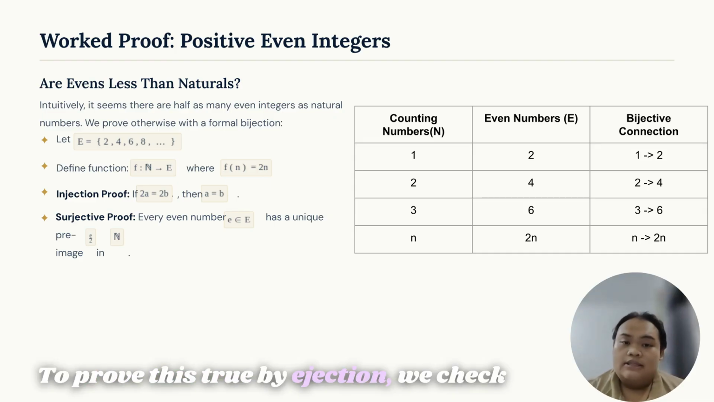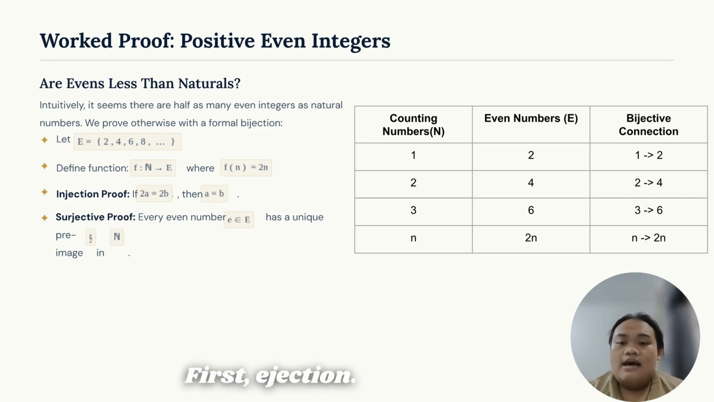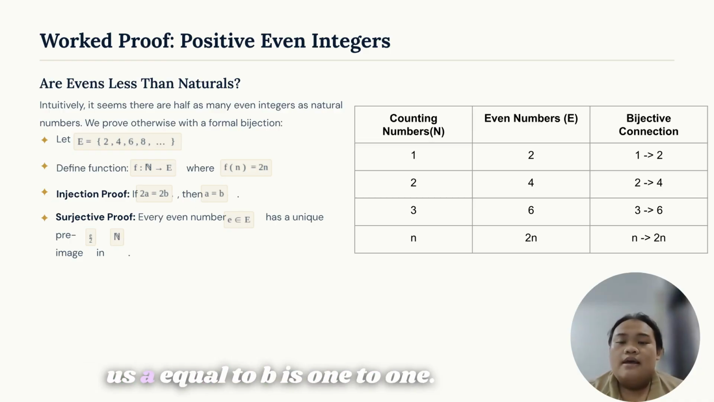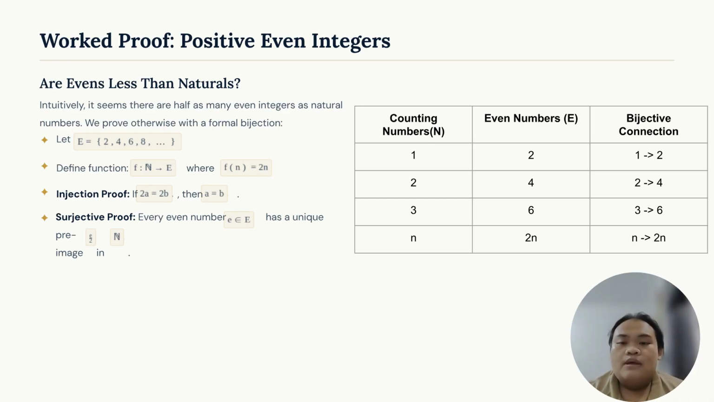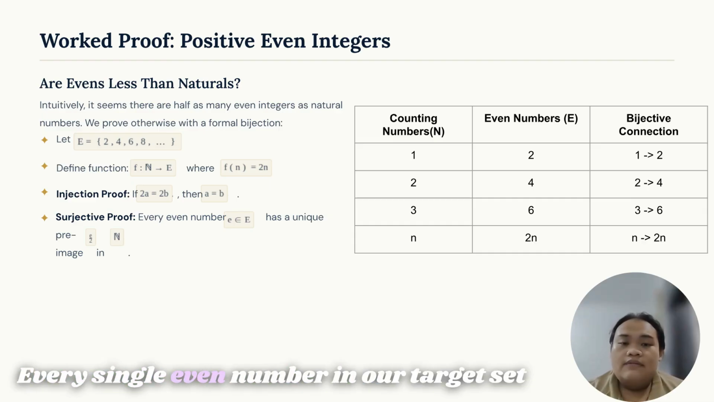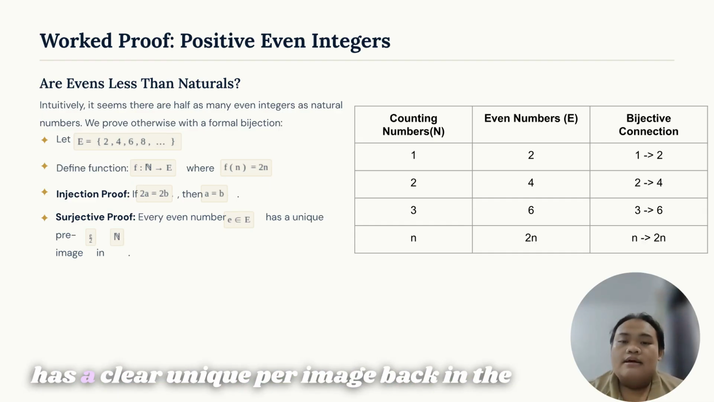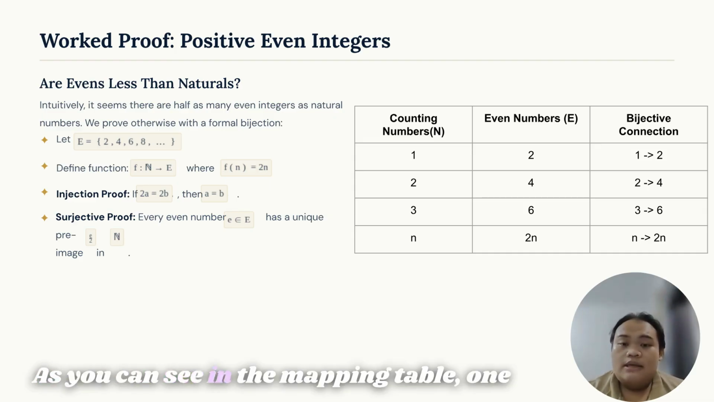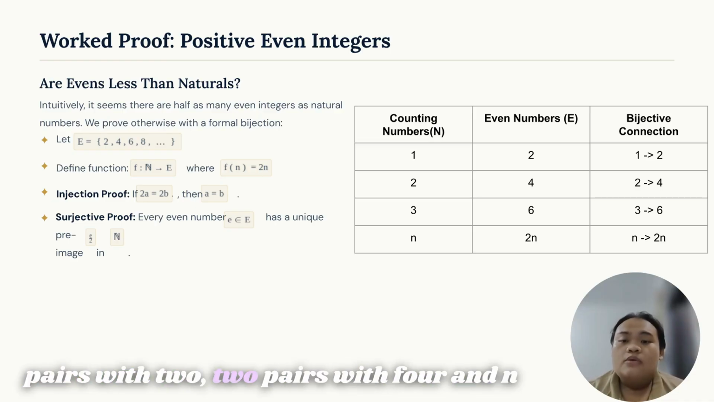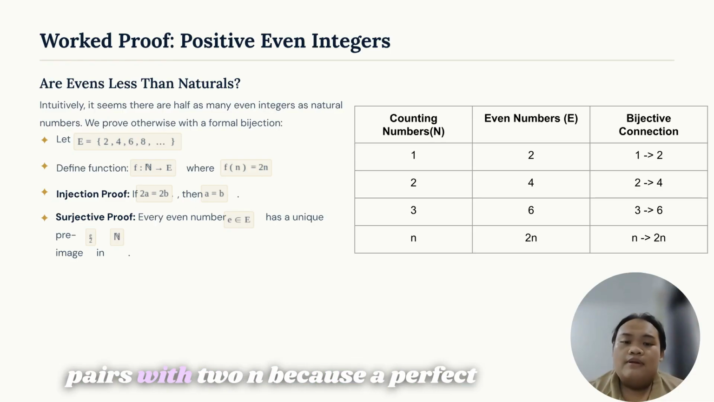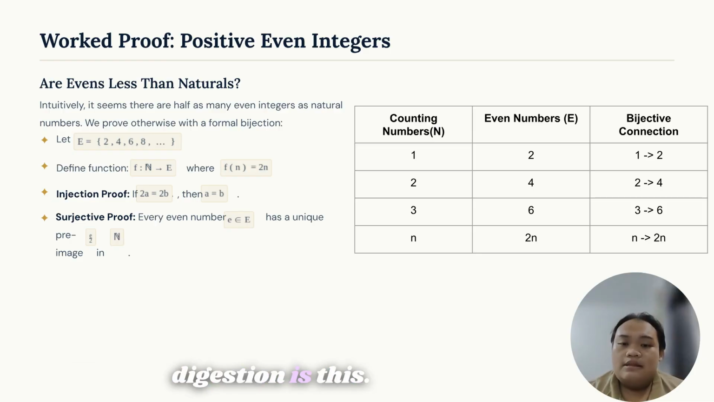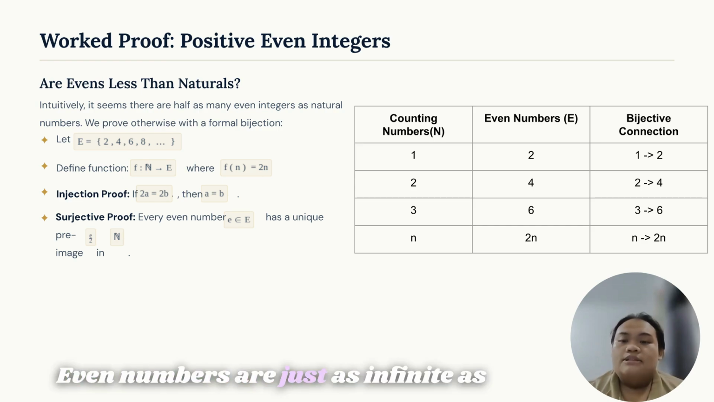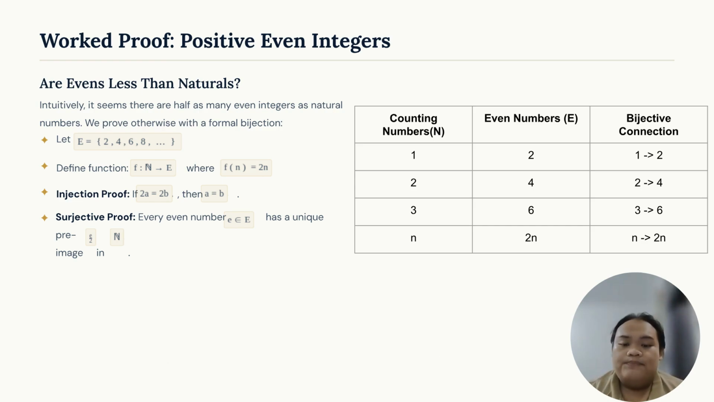To prove this is a true bijection, we check two things. First, injection: if 2a equals 2b, then dividing by 2 gives us a equals b. It's one-to-one. Second is surjection: every single even number in our target set has a clear, unique preimage in the natural numbers. As you can see in the mapping table, 1 pairs with 2, 2 pairs with 4, and n pairs with 2n. Because this is a perfect bijection, both sets contain the exact same quantity of numbers. Even numbers are just as infinite as natural numbers.